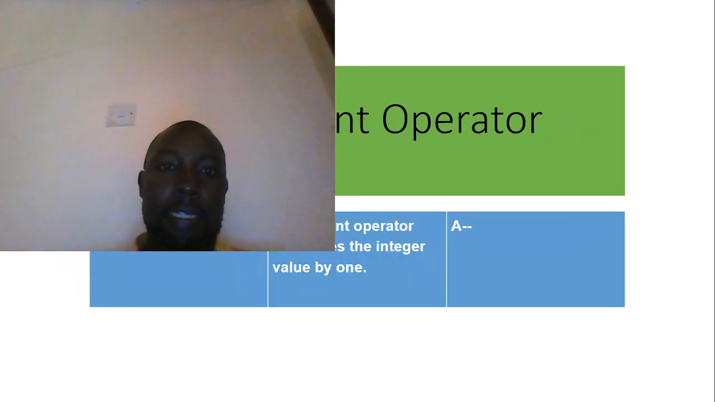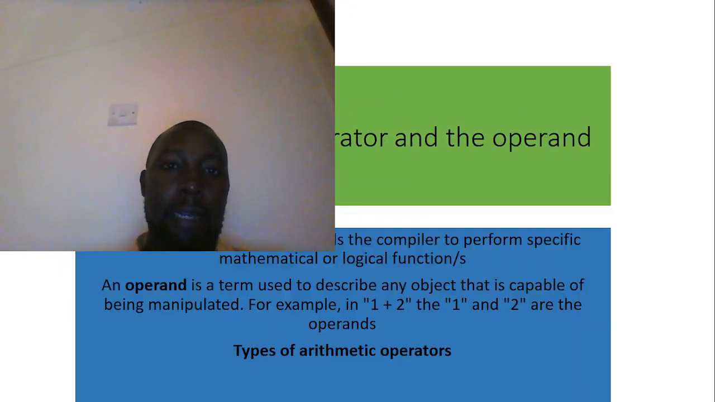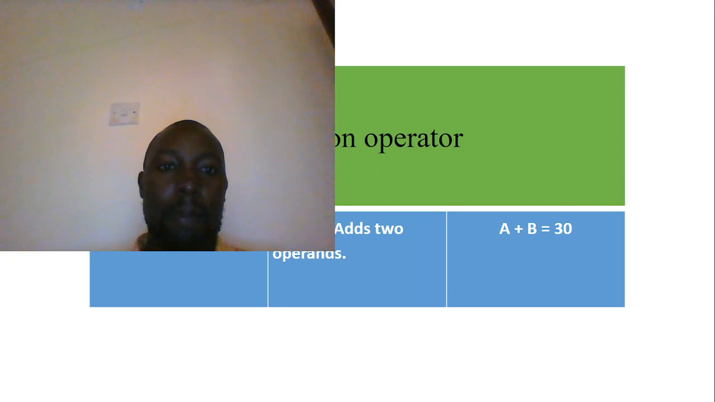And that is that. We have defined what an operator is, and we have said that it is a symbol. We have defined what an operand is, and we have said that it is used to describe any object that is capable of being manipulated. And we have checked the types of arithmetic operators.